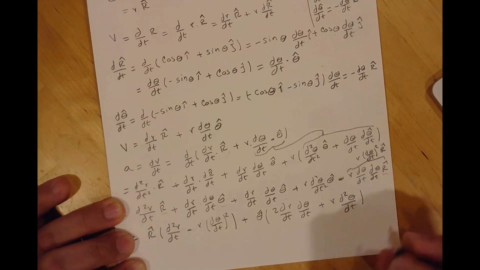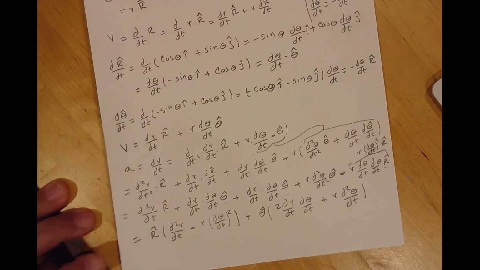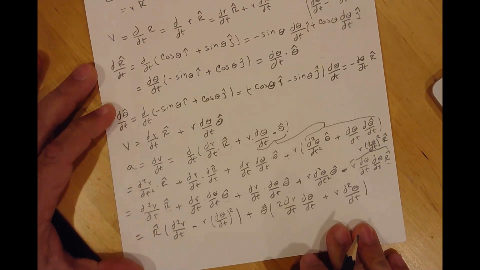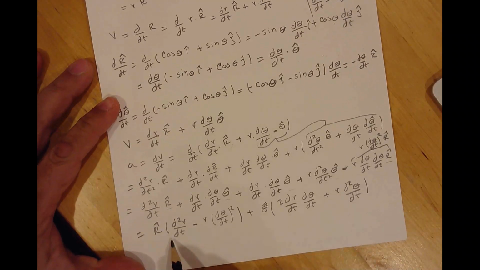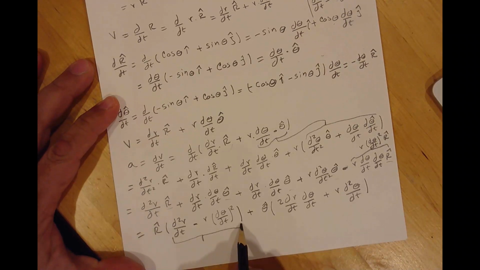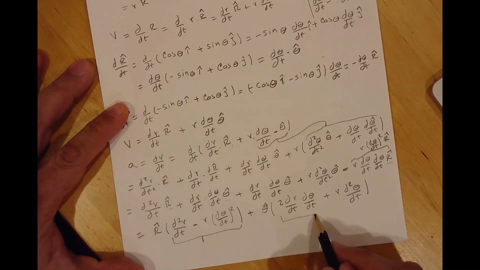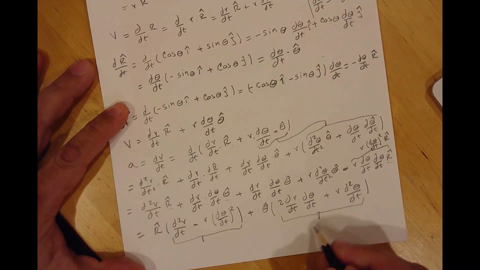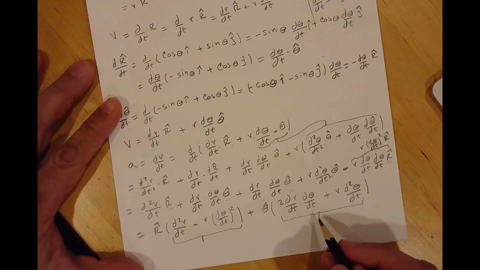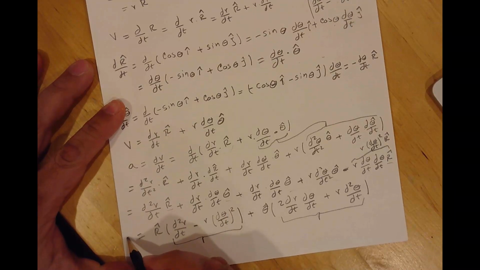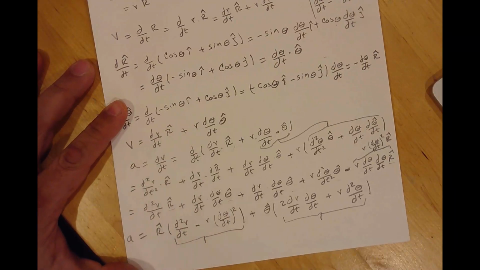So we have two components of the acceleration vector. This is the component related to the magnitude, along the unit vector r, and this is the component related to the angle, along the unit vector theta. So this is the acceleration.